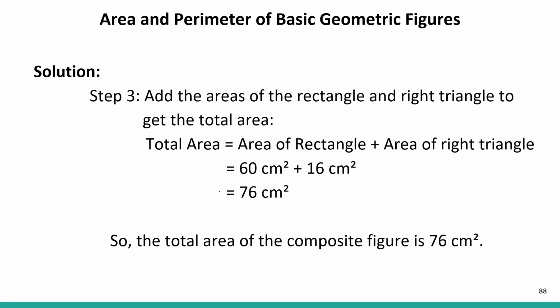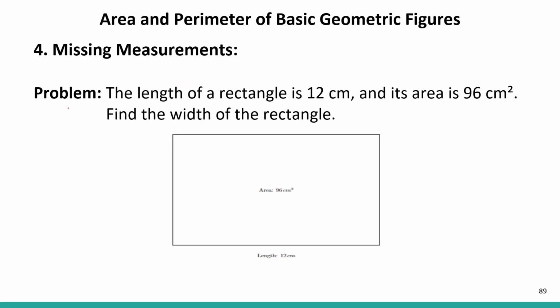So adding these two, what we are left with is 76 centimeter square. So the total area of the composite figure is 76 centimeter square. So let's try to see the problem. The length of the rectangle is 12 centimeter and its area is 96 centimeter square. So find the width of the rectangle.